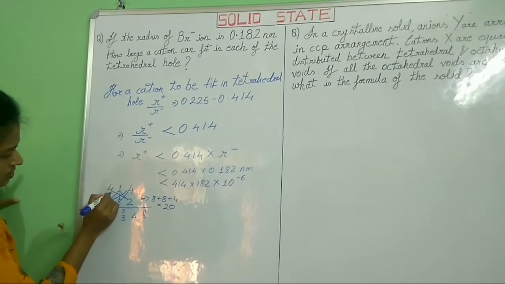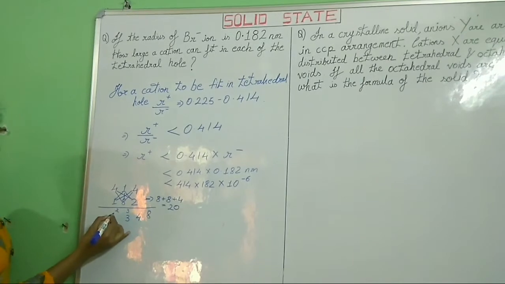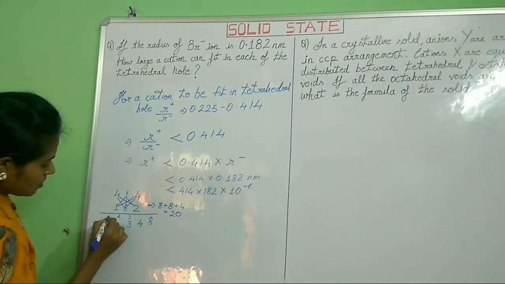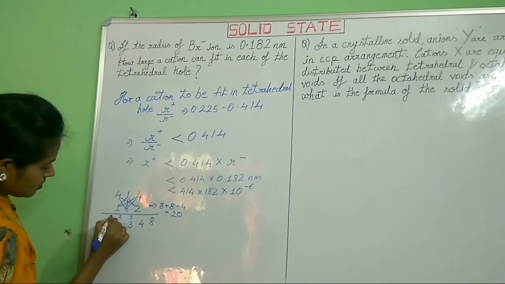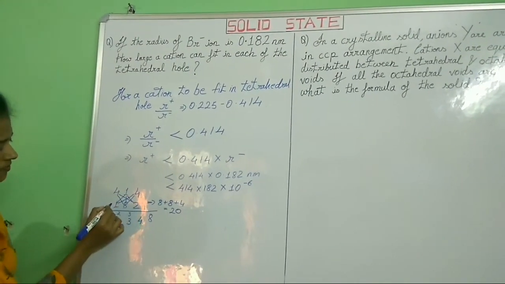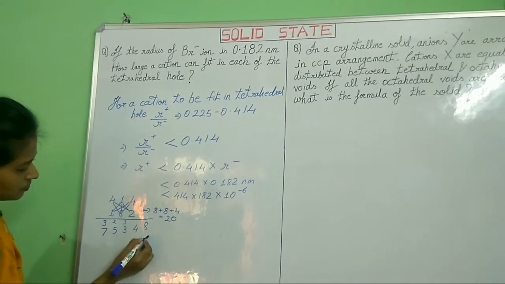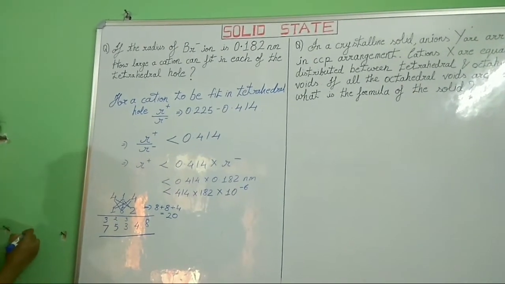And 4 8s are 32. 32 plus 1 is 33. So 33 plus 2 will be 35. Now 4 1s are 4. And 4 plus 3 will be 7. So 75348 will be the answer.